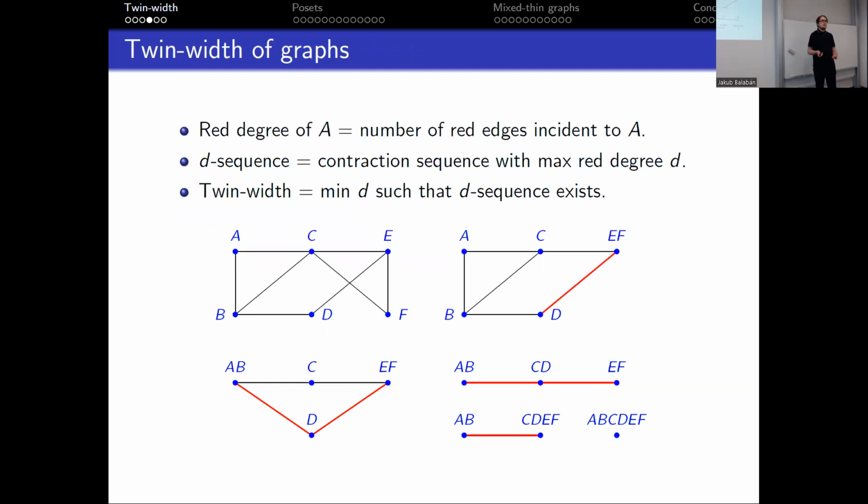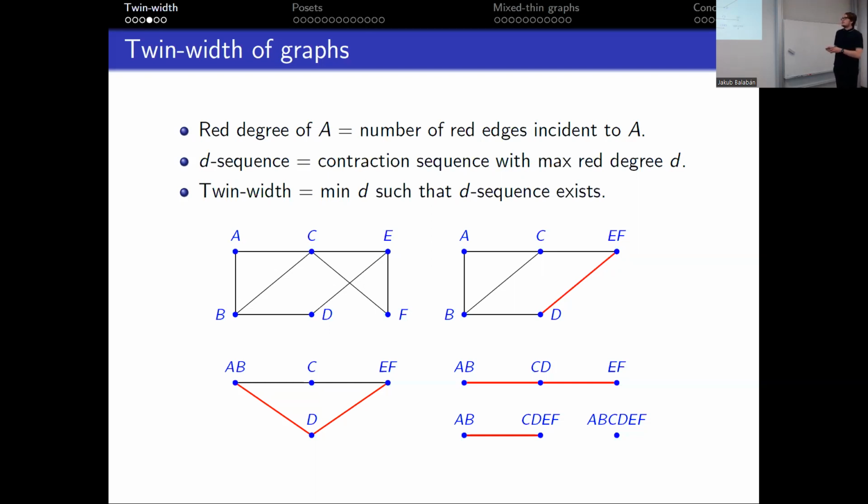Yeah, and what we're interested in is the maximum red degree throughout the contraction sequence. So here is some graph. Sure, at the start there are no red edges. It's just a regular graph with one color of edges, and then we consecutively contract the vertices until we again reach a single vertex. And as I said, we are interested in the maximum red degree.